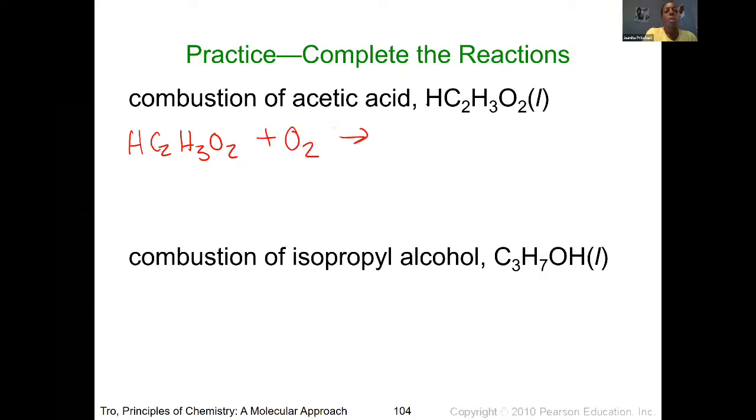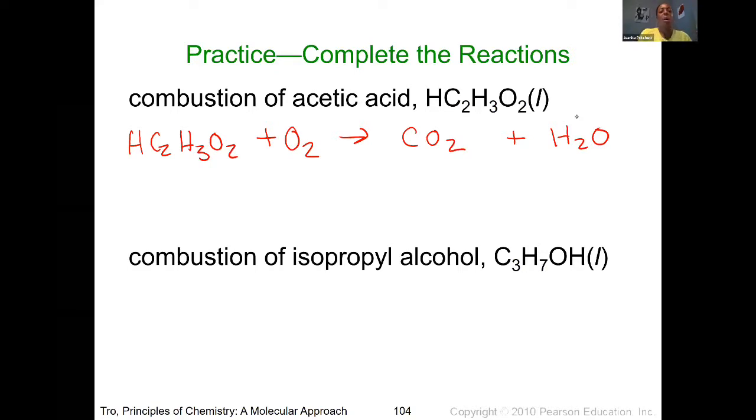We know we're going to create some amount of carbon dioxide for the carbons that are present and some amount of water for the hydrogens that are present. Okay, now we go back to balancing. And again, we have a lot of elements in a lot of different places.